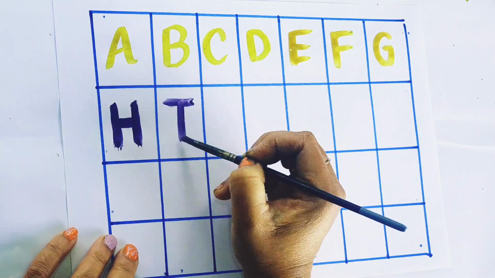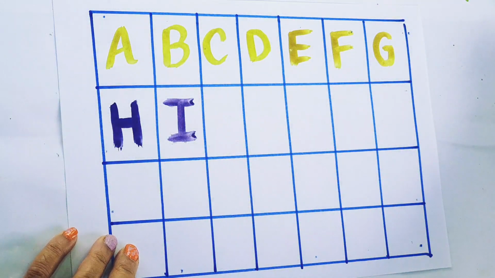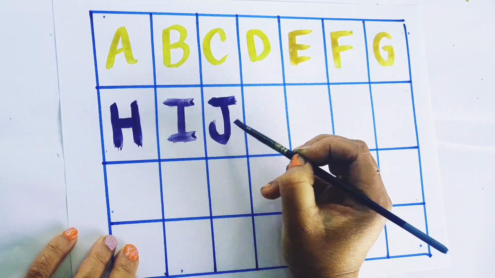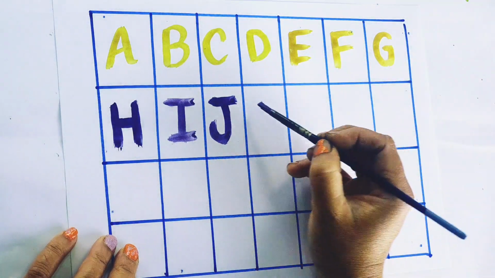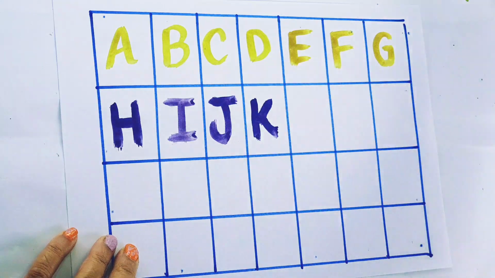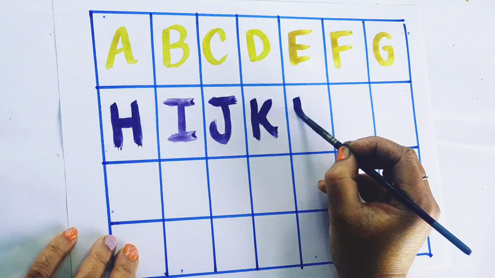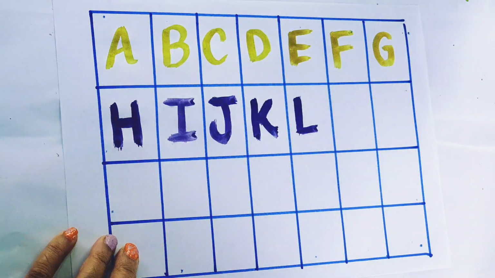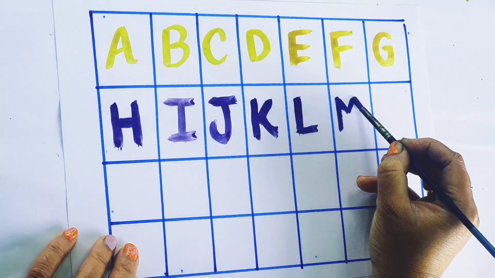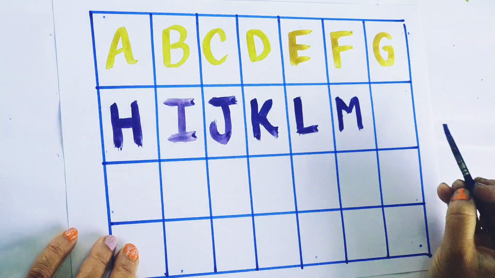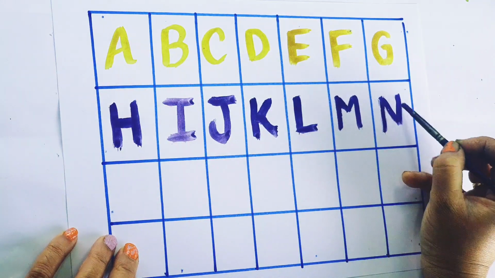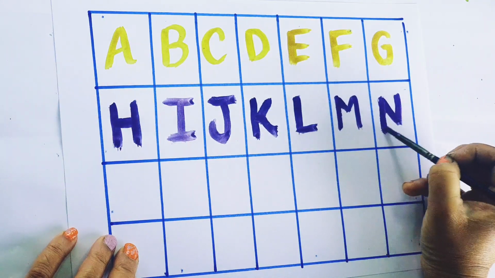I for ink pot. I for ice cream. J for jug. J for joker. K for kite. K for king. L for lime. L for lion. M for mango. M for mosquito. N for nose. N for neck.